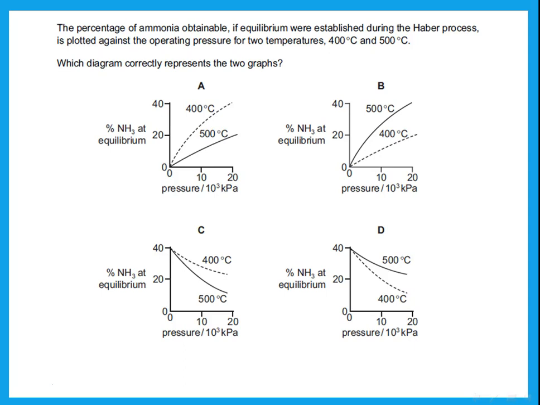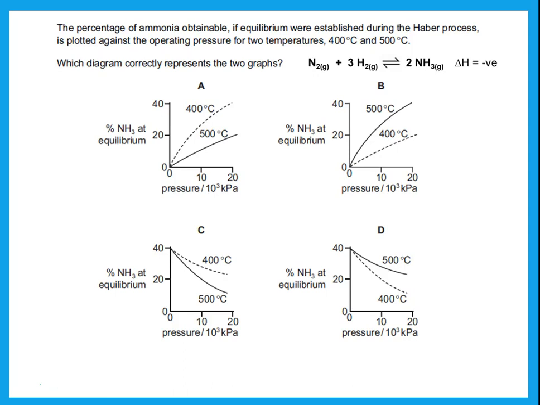So which diagram correctly represents the two graphs? Well, let's remind ourselves, what is the Haber process? The Haber process was the reaction in which nitrogen plus hydrogen gives ammonia. And we said that the Haber process, which is the reaction to make ammonia, is an exothermic reaction. So when nitrogen and hydrogen join together to form ammonia, this reaction gives out heat.